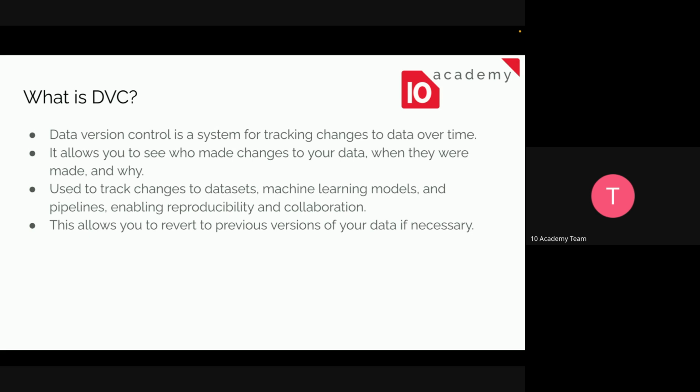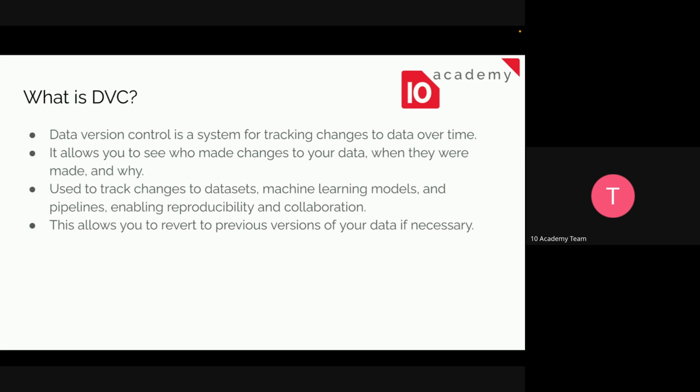So the DVC purpose is to solve that problem. It helps you to track any amount of data. It doesn't matter how large it is. It will find a place to store it and it helps you to track that data over time. So it allows you to see who made the changes to your data, when they are made and why, where they are located. It gives you this kind of information.